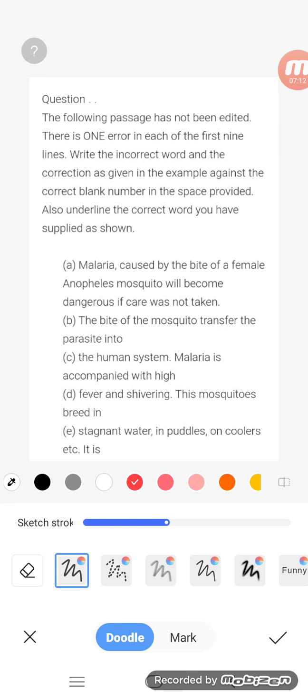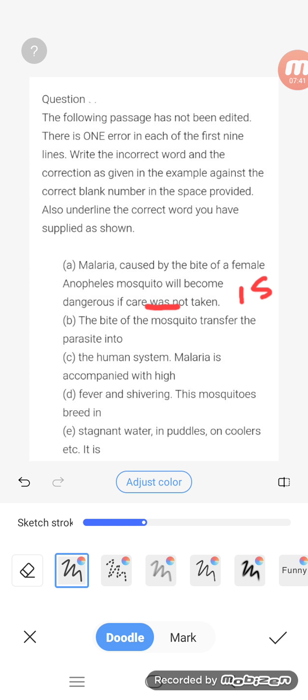Like here the first sentence, let us read. Malaria caused by the bite of a female Anopheles mosquito will become dangerous if care was not taken. And according to your view, I can see the sentence is carrying a wrong word, that is "was", and its correct answer will be "is". So it is in this way you can replace.